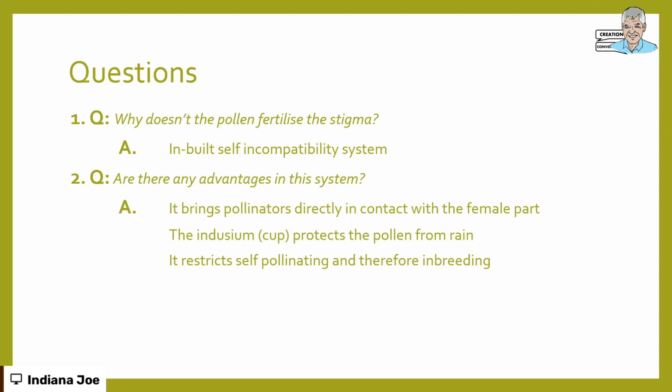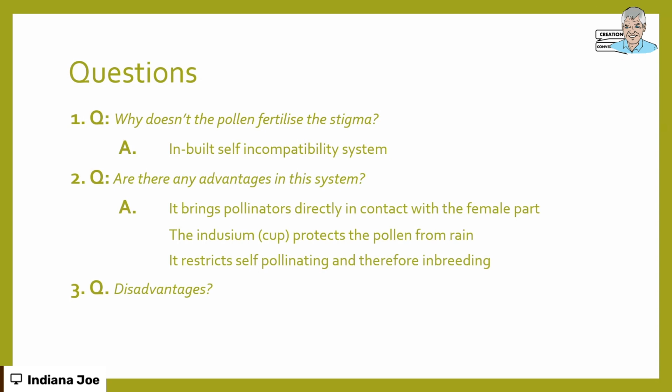The indusium, which was that little structure that held the hairs on the side of it, is like a protective cup, and if it rains, it reduces the chance of the pollen being destroyed and washed onto the ground. And it also restricts self-pollinating and therefore the inbreeding disadvantage that can result from that.